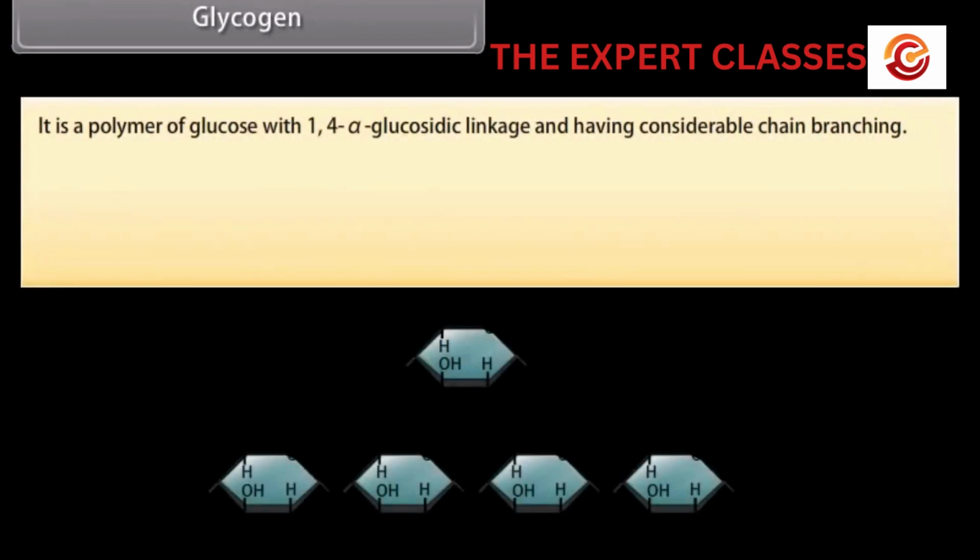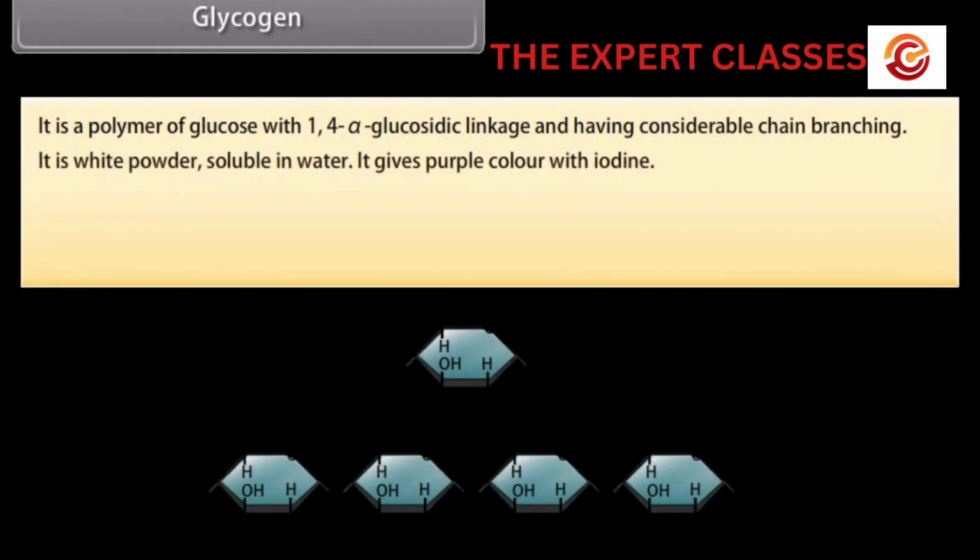It is a polymer of glucose with 1,4-alpha-glucosidic linkage and having considerable chain branching. It is a white powder, soluble in water. It gives a purple color with iodine.